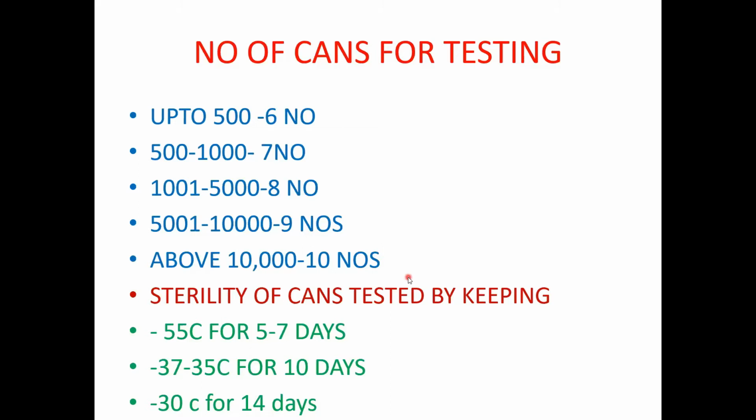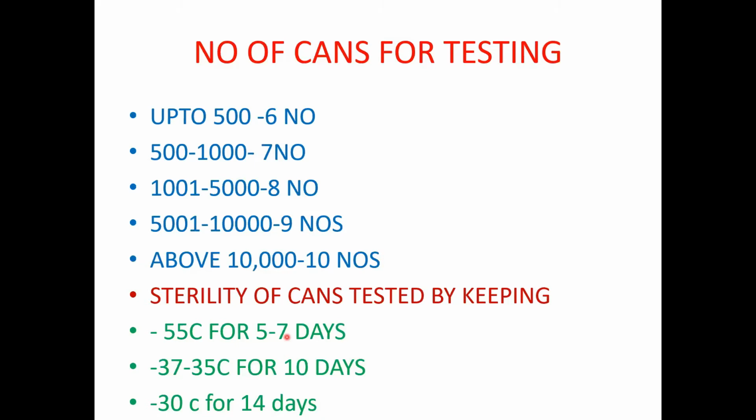Whenever you do canning or retorting, we have to do the sterility test. Only then can you release the cans to the market. Sterility test means we keep the cans in an incubator at 55 degrees centigrade. Approximately the same number of cans you are doing will be taken, and kept for 5 to 7 days, or even 10 days. Okay, 55 degrees. Why do we keep it at 55 degrees?